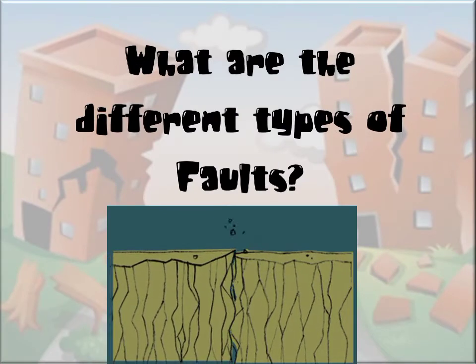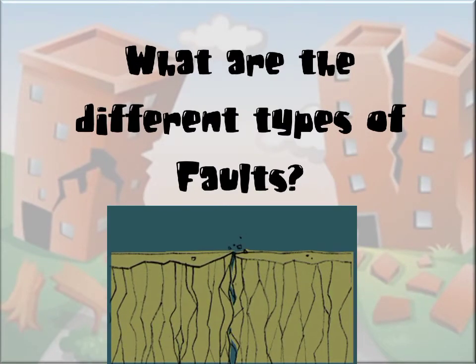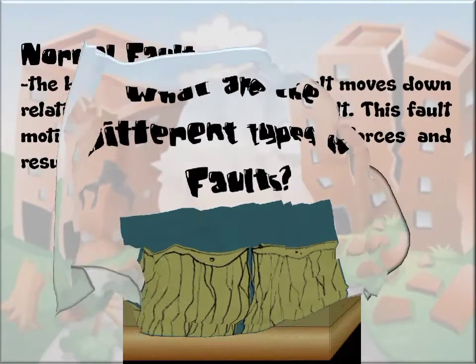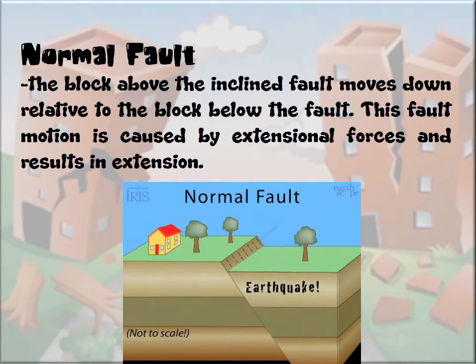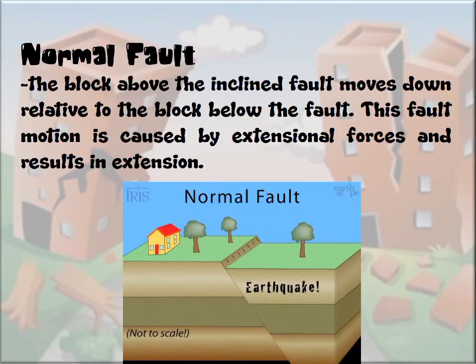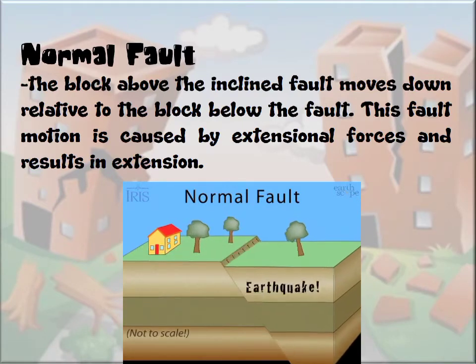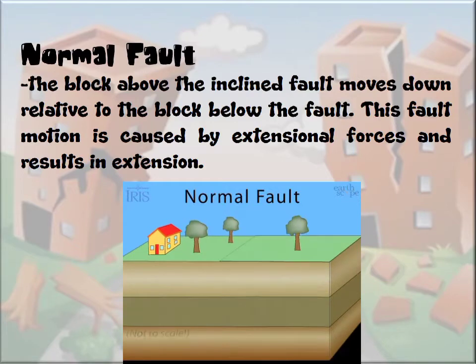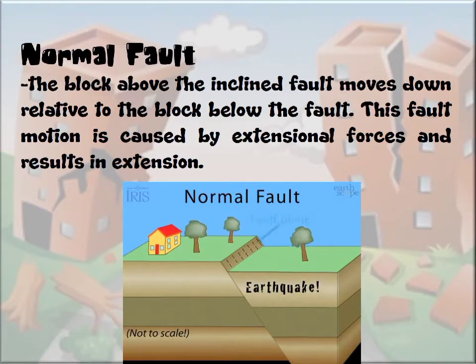What are the different types of faults? In this lesson, we are going to discuss three types of faults. First is the normal fault. This refers to the movement of the crust where the block above the inclined fault moves down relative to the block below the fault, which is caused by extensional forces and results in extension, like what is shown in the illustration below. The inclined fault moves down the surface, and the resulting fault due to the movement is called a normal fault.